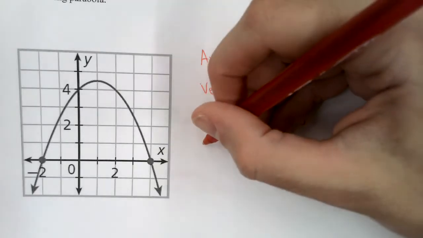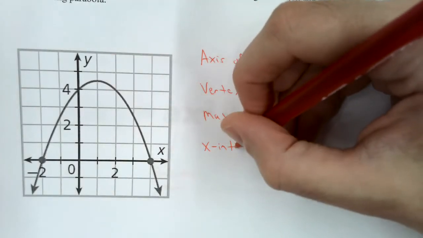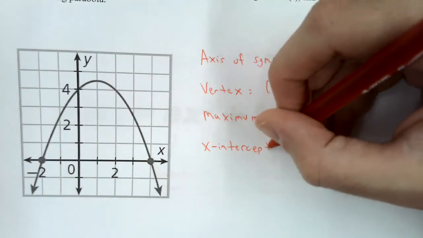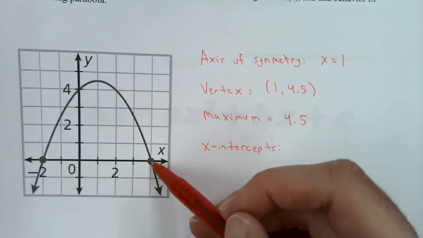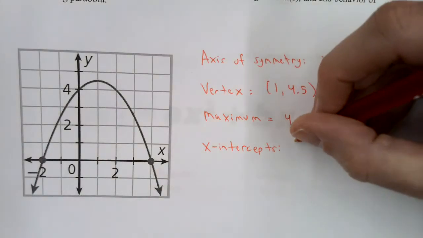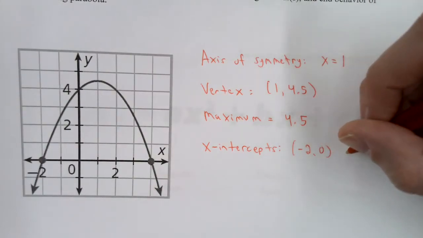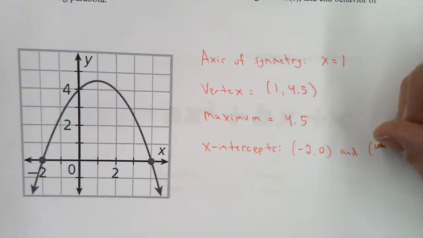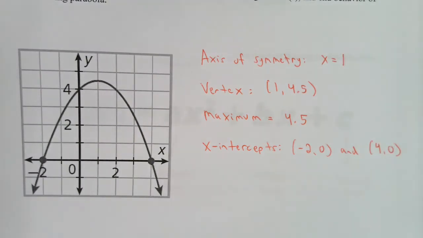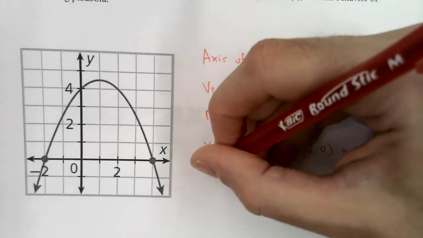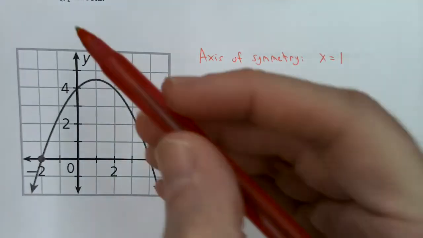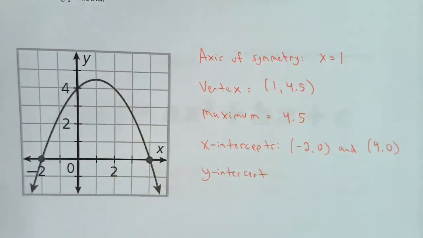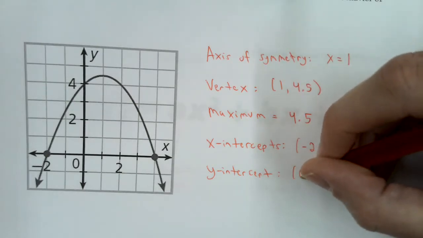Next up, we got the x-intercepts. Where the graph crosses the x-axis. So -2, 0 and 4, 0. The y-intercept is where the graph crosses the y-axis. So in this case, it crosses the y-axis right there. So the y-intercept is 0, 4.